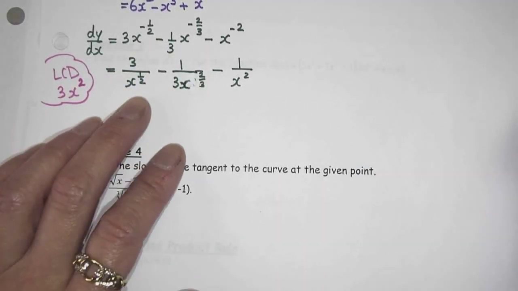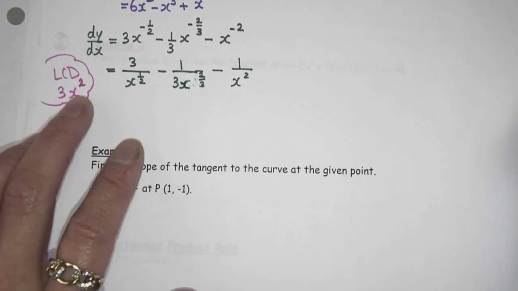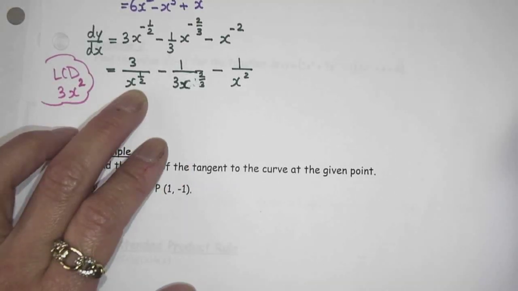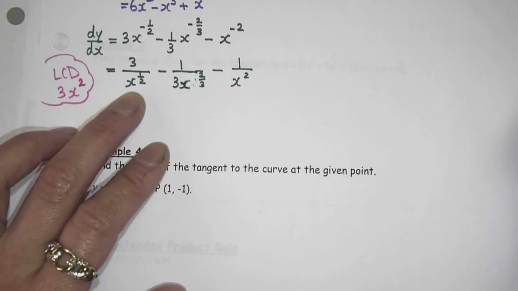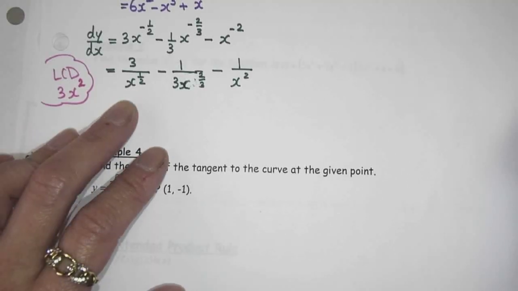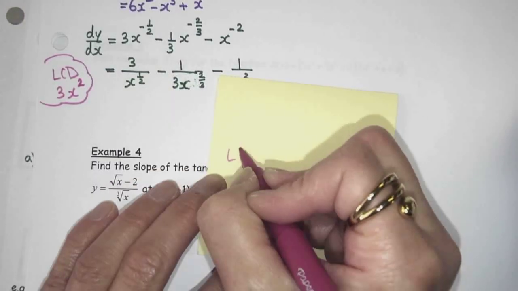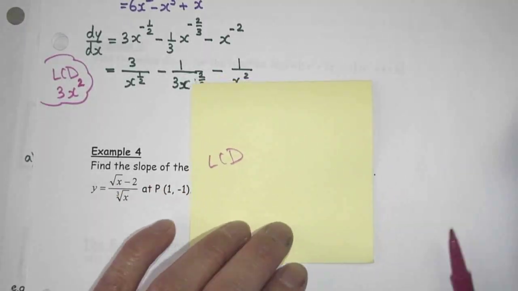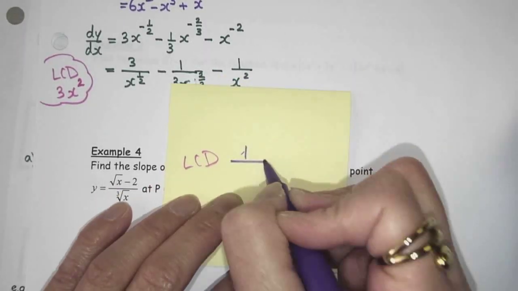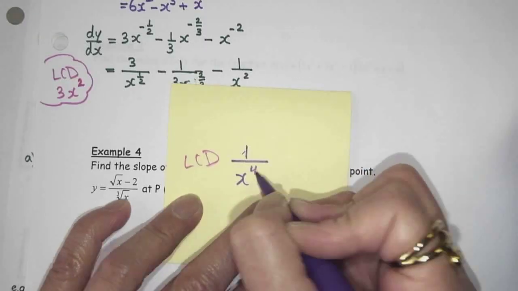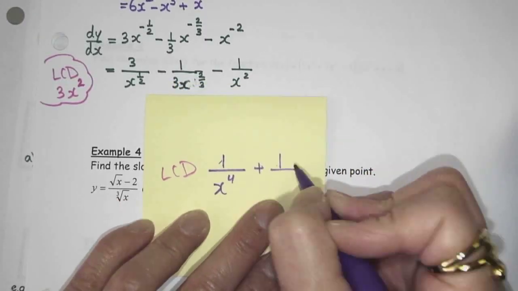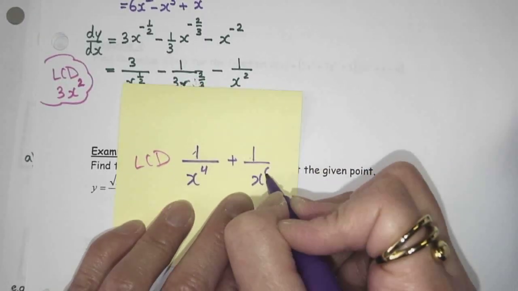Now, how do we make a 2 from the 1/2? How do you do that? In your brains, I want you to subtract. So you're used to doing this with whole numbers. So think of it like this. If I said the lowest common denominator and I did something like, we'll just use 1 over x to the 4 plus 1 over x to the 6.